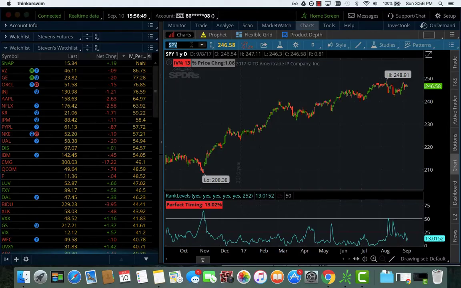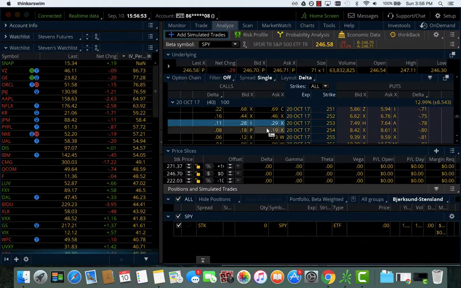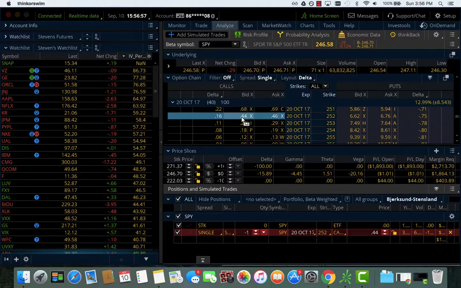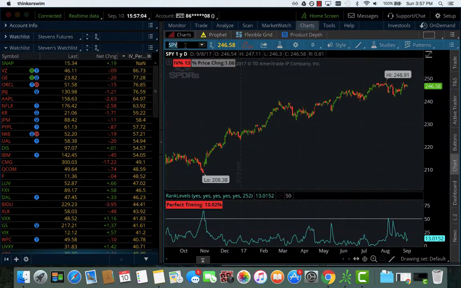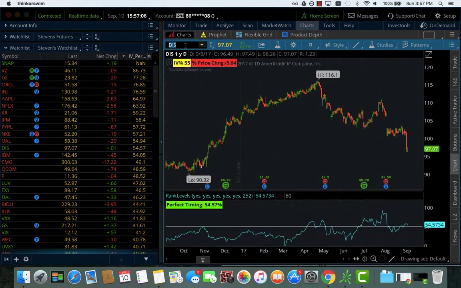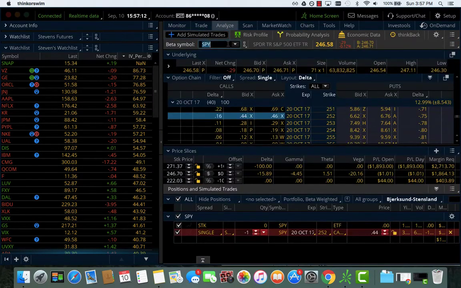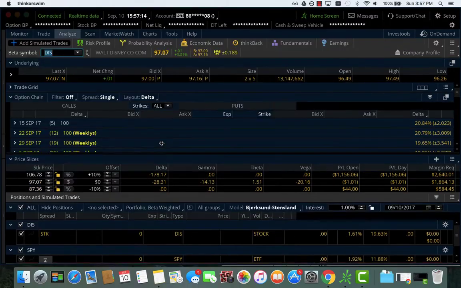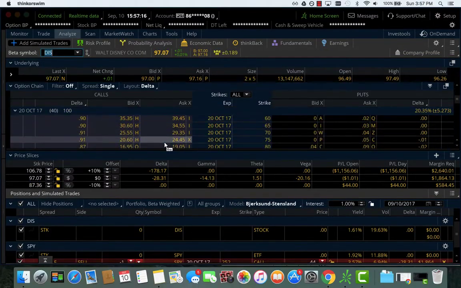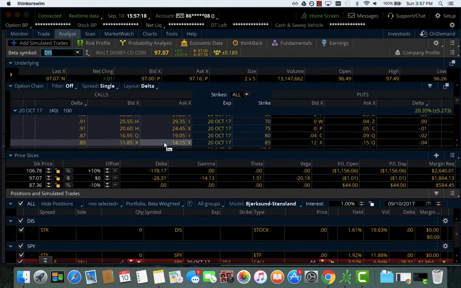SPY is at the high end of its range, right? So I'm going to sell a call in SPY. I'm going to sell this 252 call. That's a 16 delta call, right? Then I don't want to sell puts in SPY. I'll sell a put in something that has high volatility and is on the low end of its range. We'll call that Disney for now. So I'm going to go over to Disney and sell a put in Disney, in that same expiration cycle.